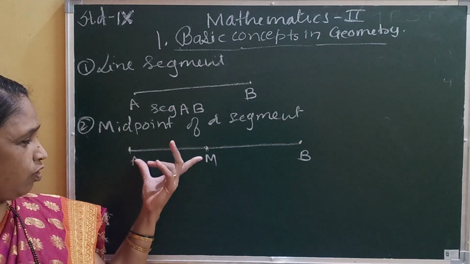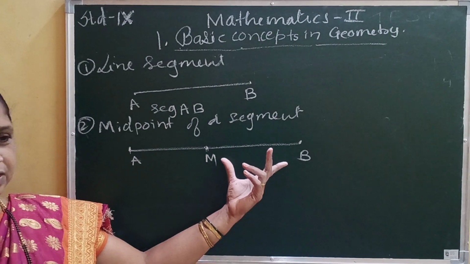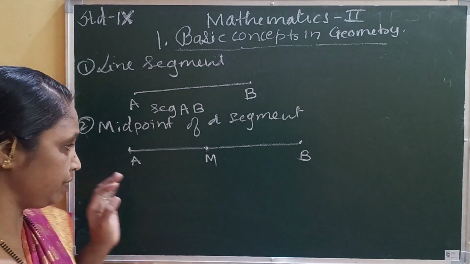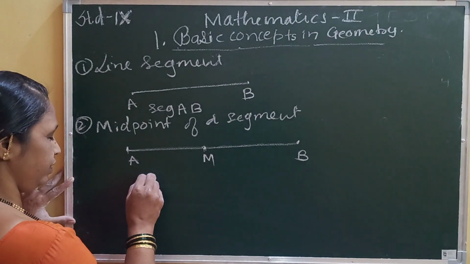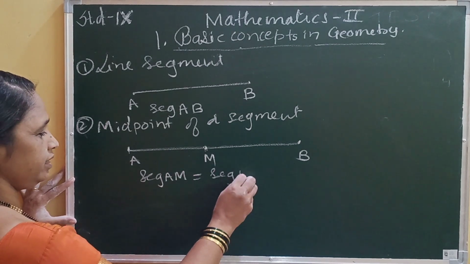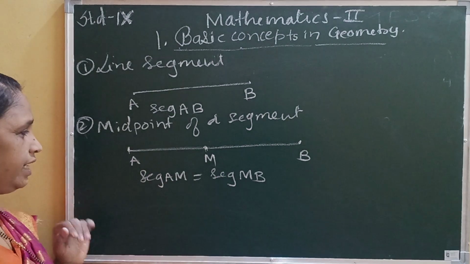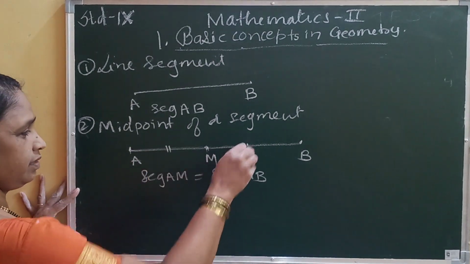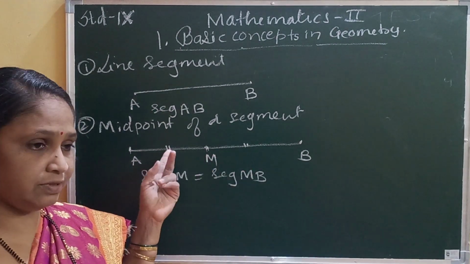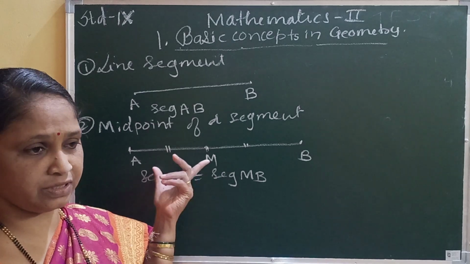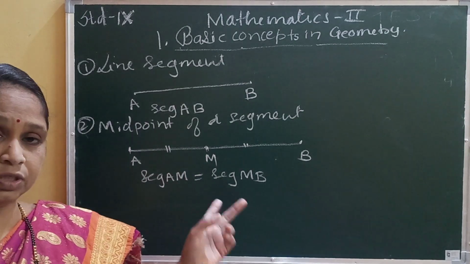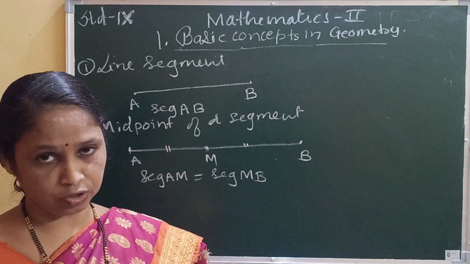When the distance of segment AM and the distance of segment MB are equal, we can say that M is the midpoint of segment AB. See, when segment AM is equal to segment MB, then we can say that M is the midpoint of segment AB. Now see, why are these two lines drawn? They show the congruence. When this part is equal and this part is also equal, you can show it by one symbol, or two also.